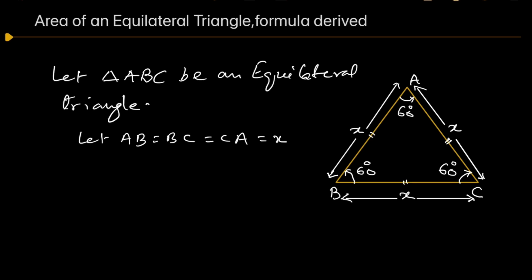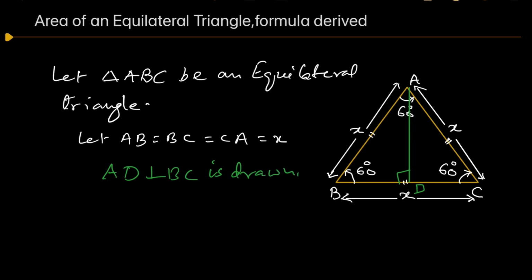For this purpose, we shall draw a perpendicular from vertex A on side BC. See, I am drawing a perpendicular. Let this be AD. AD is the perpendicular drawn on BC.